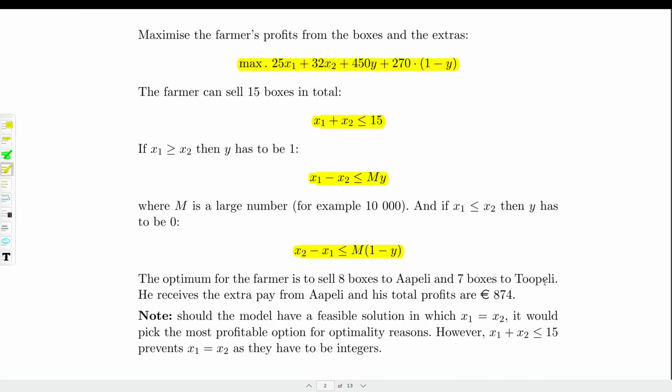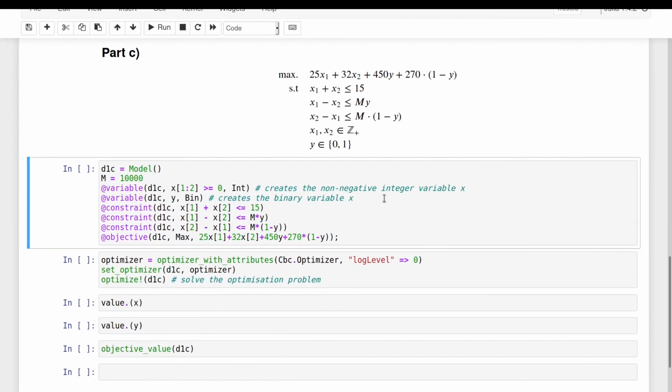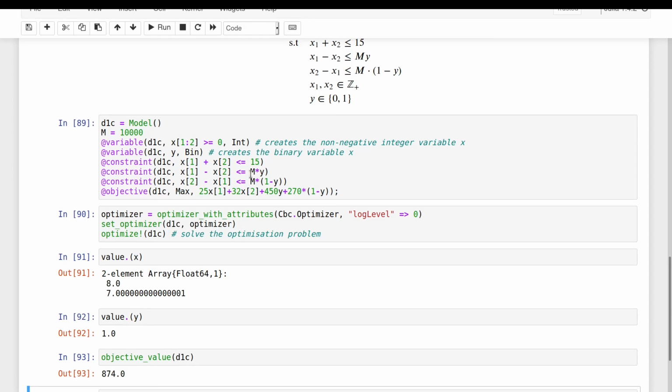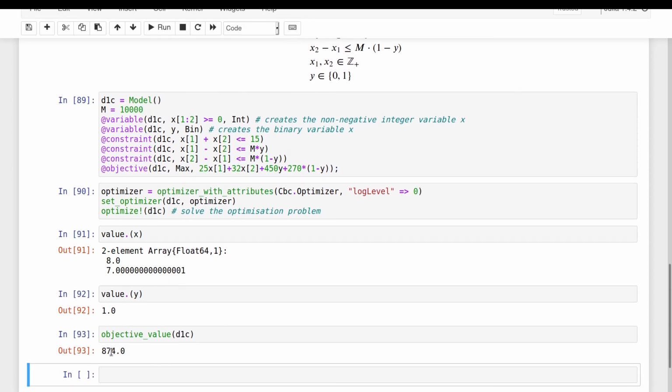Now let's look at the solution, where the optimum is for the farmer to sell 8 boxes to Apeli and 7 boxes to Topeli, and he receives the extra pay from Apeli, and his total profits are equal to 874 euros. Let's verify it in Julia. And here's the full model. Let's create it, let's optimize it, and let's look at the optimized values. And as we can see, they are the same as described in the solution.